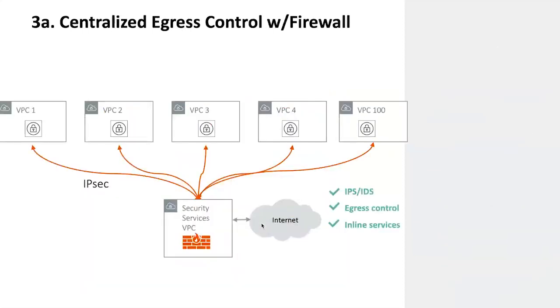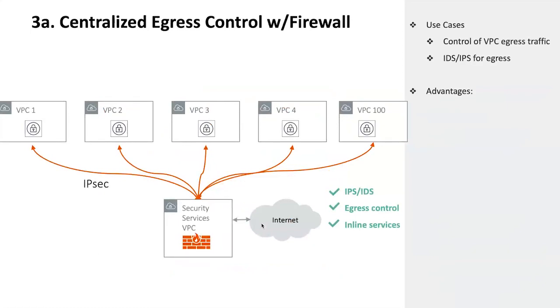This one used to be actually a very popular design for a long period of time. This is about centralized egress using a firewall. So what are the use cases? The use case is the same, that I want to control VPC egress traffic. But there are a few more things than before. I want to do IDS and IPS for egress, and some other data inspection services, inline services.